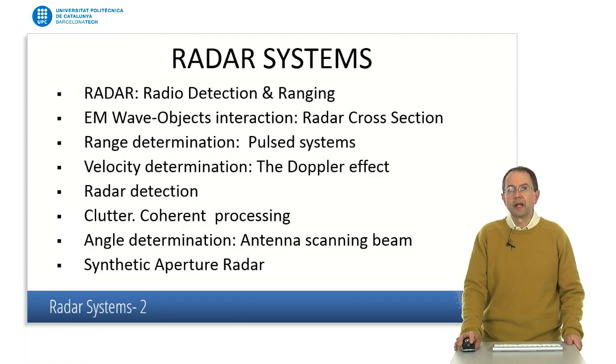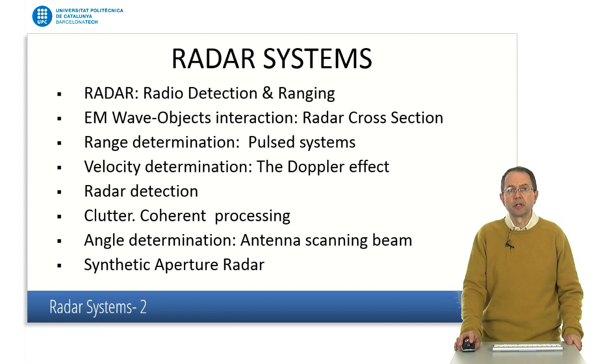This is the outline of the course. We will present the basic objective of the radar, radio detection and ranging. Then we will talk about the electromagnetic waves and objects interaction. We will define an important parameter, which is radar cross-section. We will follow with the determination of two important parameters in radar, which are range and velocity.